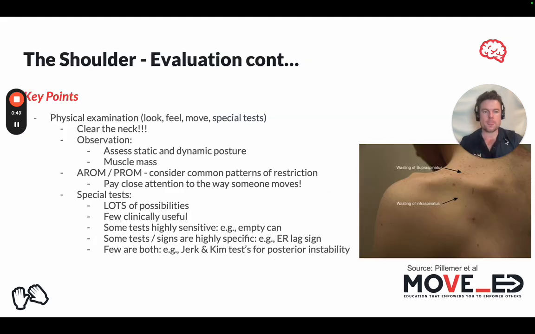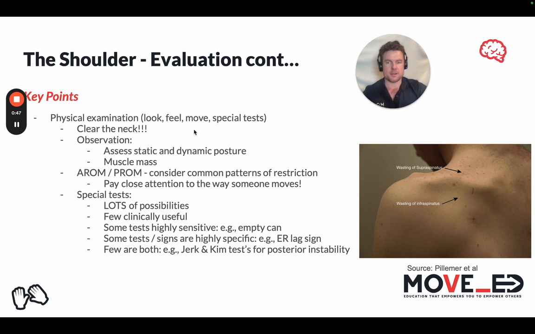Moving on to the examination, the key things here, and things that I think are often missed in junior clinicians, would be to really closely consider the neck as a differential and clear the neck as part of your physical exam. Also with observation, have a good look at the person's shoulder. Is there wasting that you can identify? Is there asymmetry from one side to the other? Don't just go through the motions, actually really closely look and see if you can get some clues.